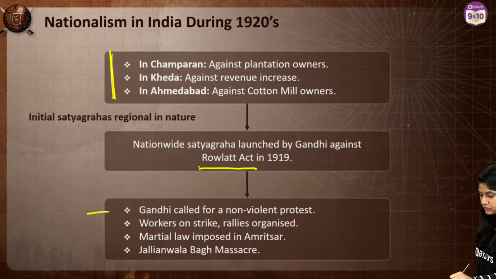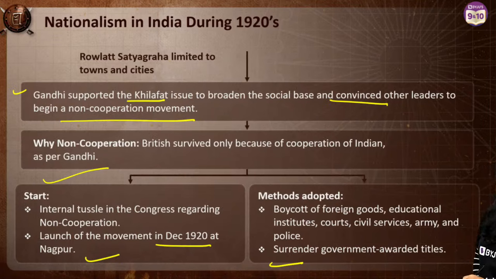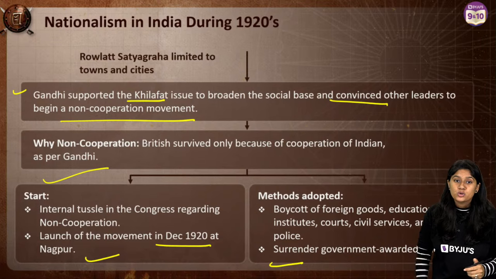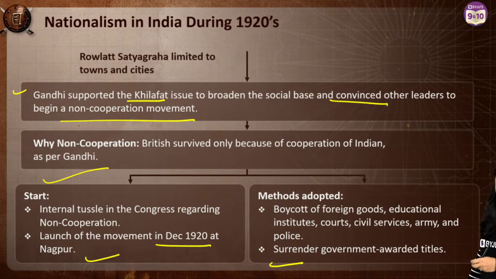Then Gandhiji called off the non-violent protest, and workers went on strike. We saw the imposing of martial law by General Dyer, and the Jallianwala Bagh incident happening. After that, we talked about the Khilafat movement, and how Gandhiji supported it and convinced the people to come together for the non-cooperation movement. Of course, different people had different meanings for it, and we discussed this part.